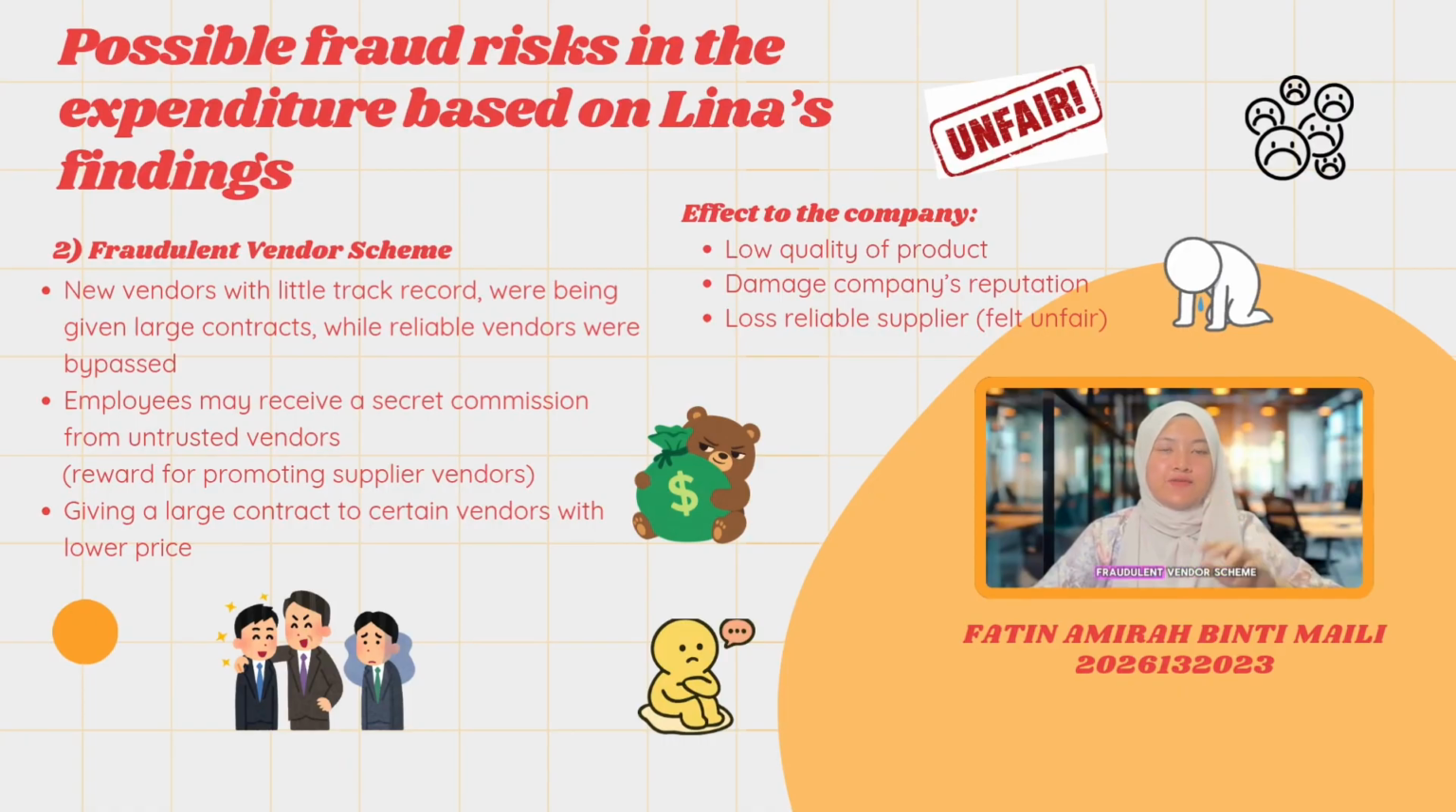The second one is fraudulent vendor scheme, where new vendors with little track record were being given large contracts while reliable vendors were bypassed. This issue arises since the employees may receive a secret commission from untrusted vendors by receiving a reward for promoting supplier vendors. The employees also may have breached their professionalism, honesty, and transparency in fulfilling their duty by giving a large contract to a certain vendor with a lower price.